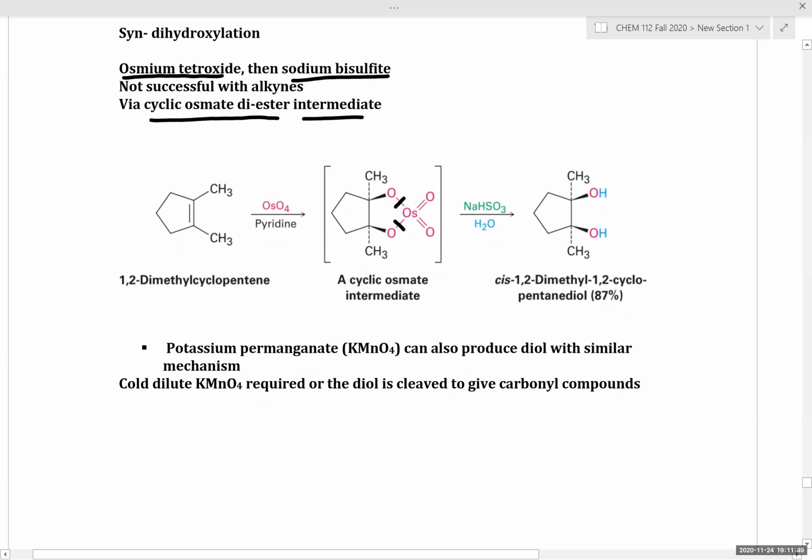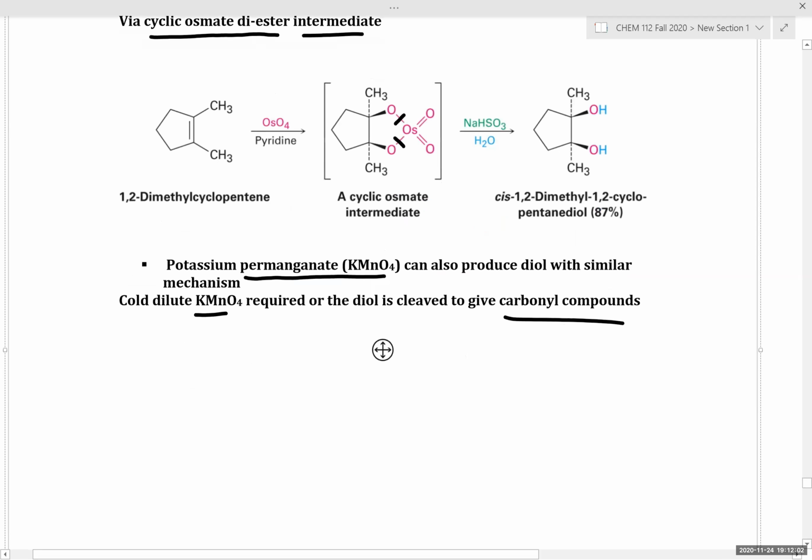Now, you can also do the same syn dihydroxylation with potassium permanganate. But you have to be careful, because permanganate can cleave diols to yield carbonyls. Okay.